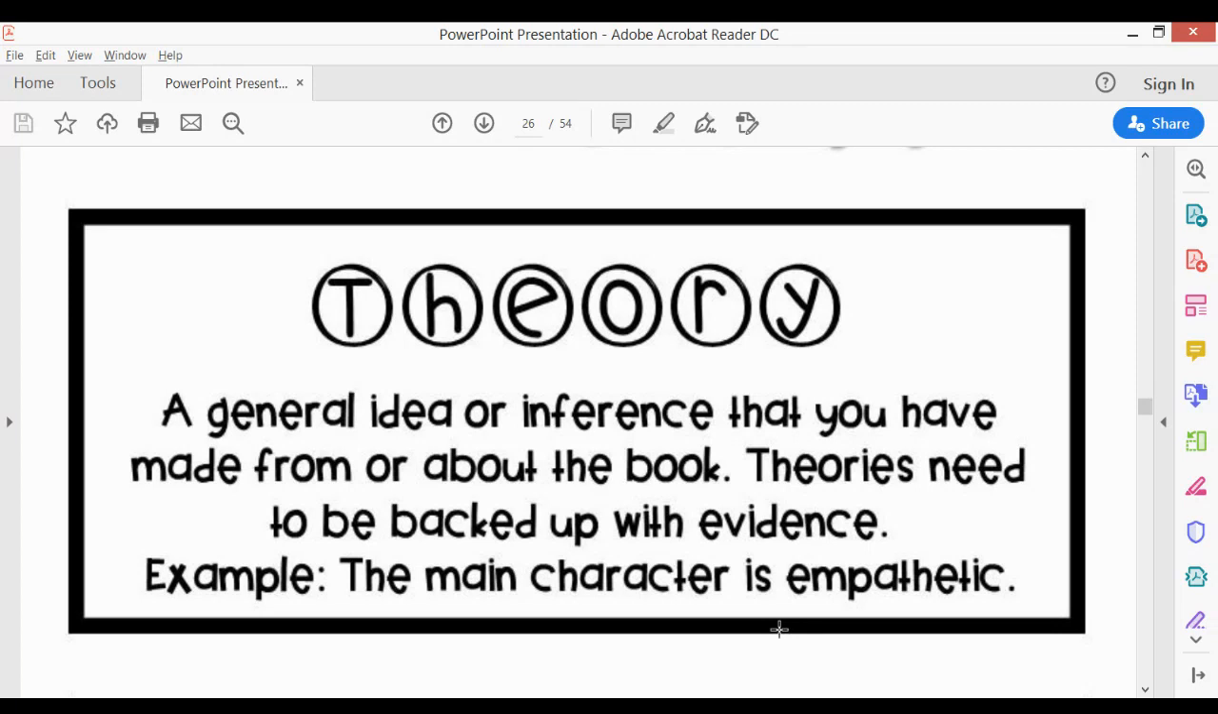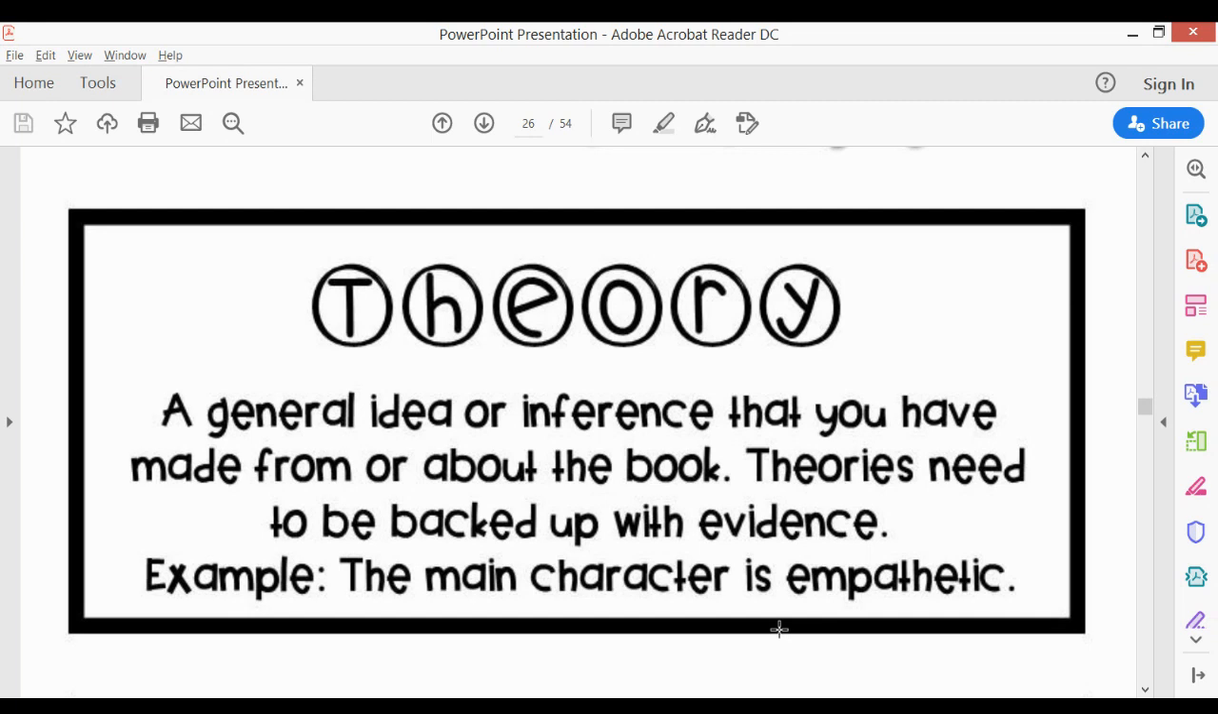So a theory is something you're going to come up with, a thought process, a general idea, an inference. Remember, inference is when we make an educated guess that you have because you've read the book, read the chapter. Theories need to be backed up with evidence. So this is something I've tried to have you guys do, but some of you are still struggling with it. So I wanted to give you some information to help you with that.